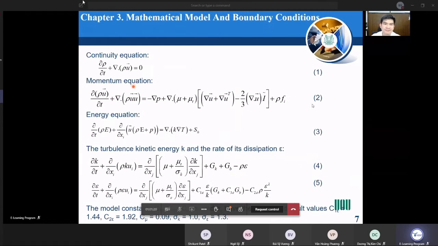And then we move to chapter 3 for the mathematical model and the boundary condition. This simulation follows the governing equations: first the continuity equation, and then the momentum equation, the energy equation, and the standard k-epsilon model, with the model constants for the standard k-epsilon. We can see like this.